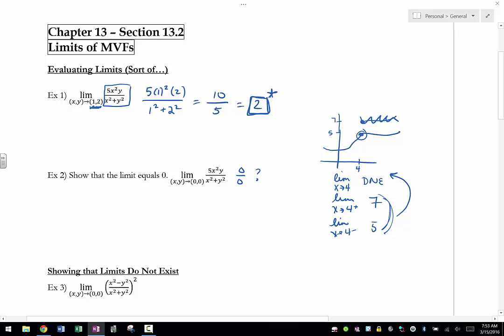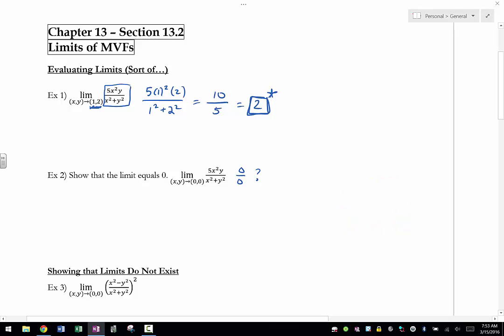Well, in multivariable calc, it's a little bit different. Instead of approaching it from either side, we approach it from different directions. So let's say here's a surface, and here's a point on the surface. I can approach that point from here. I can approach it from there. I can approach it from here. I can approach it from there.